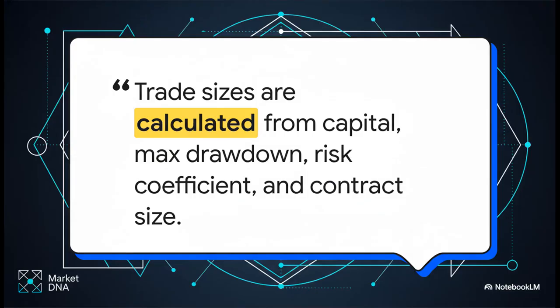So you might be wondering, how do they even get to that trade size? Well, the source material gives us this exact explanation. I'm going to read it verbatim. Both trade sizes are calculated using the hypothetical capital, the investor's maximum allowed drawdown, the third triangle domain percentage, the risk coefficient, and the contract size. So it's a very specific calculation based on those inputs.